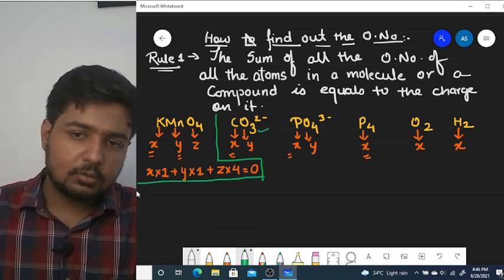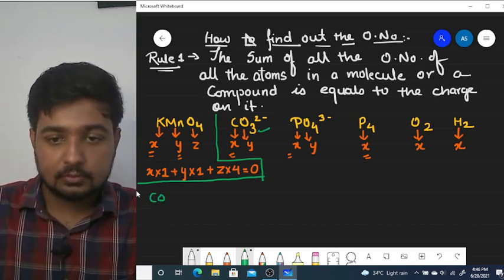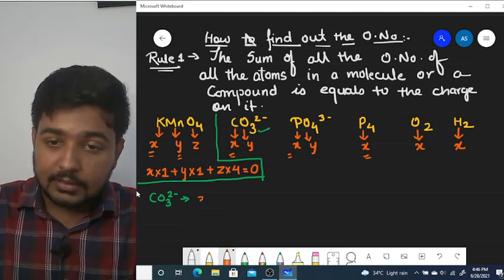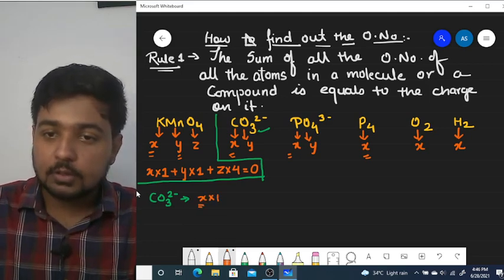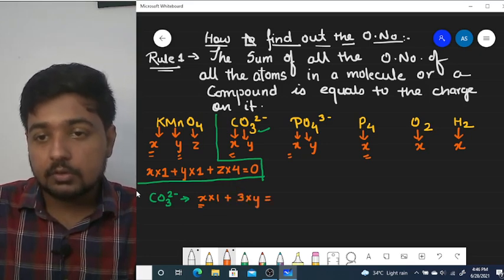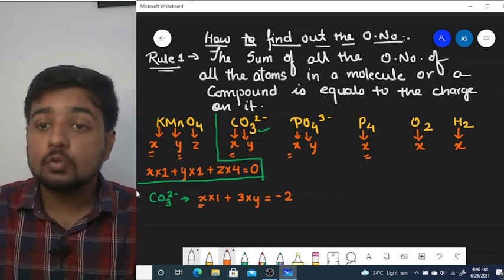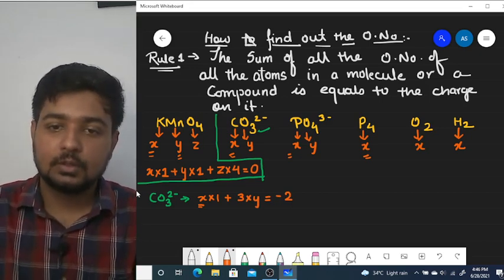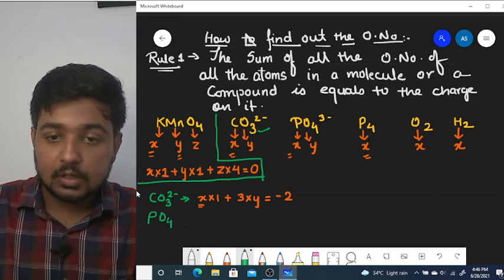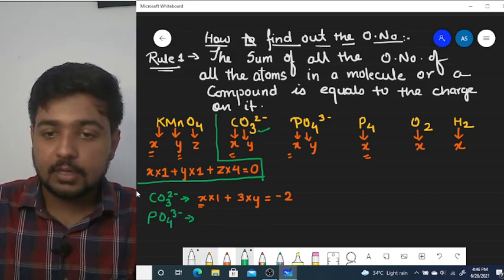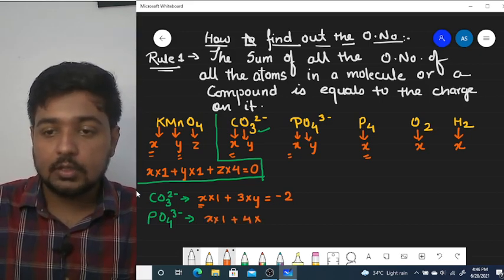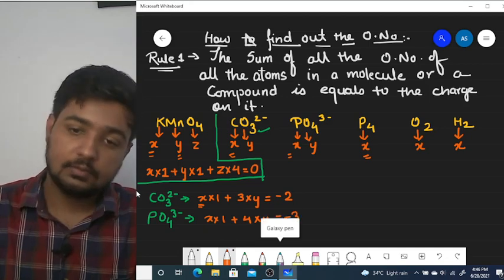Similarly, if I talk about CO3 2-, then X into 1, because X is the oxidation number of carbon and there is only one atom, plus 3 into Y, is equal to minus 2. Why minus 2? Because there is a charge of minus 2. Similarly for PO4 3-, it will be X into 1 plus 4 into Y equals minus 3.